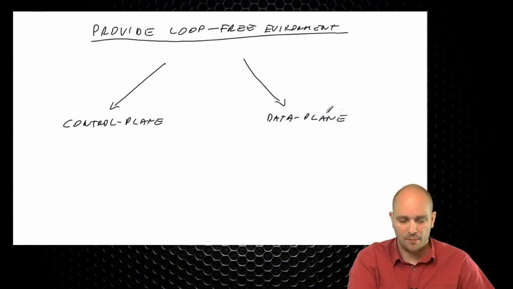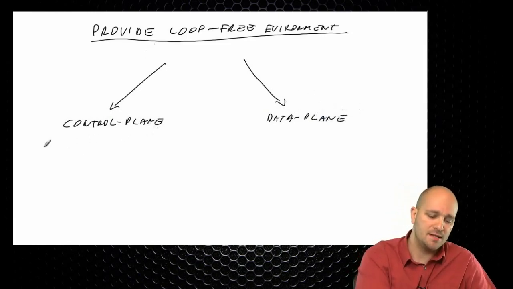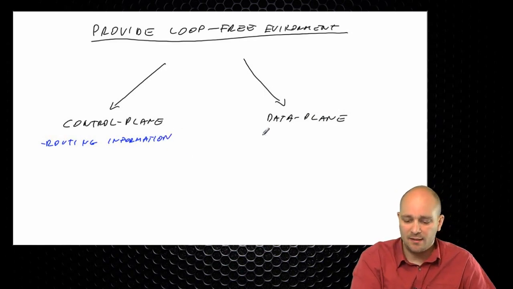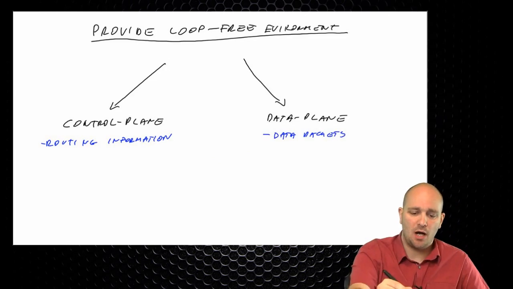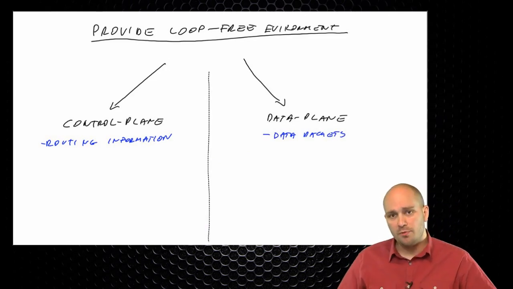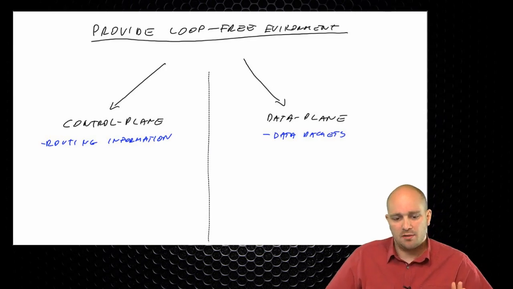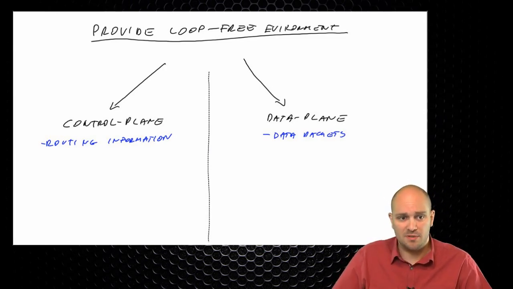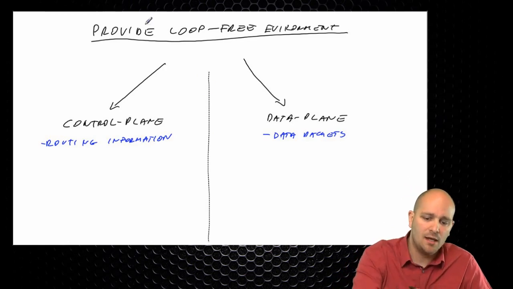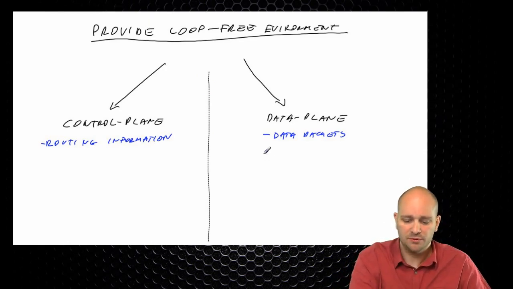Now, let me explain what I mean by that. A control plane loop is when you actually have routing information that is looping, and a data plane loop is when you actually have data packets that are looping. These two loops are different, and they present different kinds of challenges. Some of these loops can be detected easily, and some less easily. The best way to detect data plane loops is to run ping and see if everything is reachable. If something is not reachable, run traceroute.